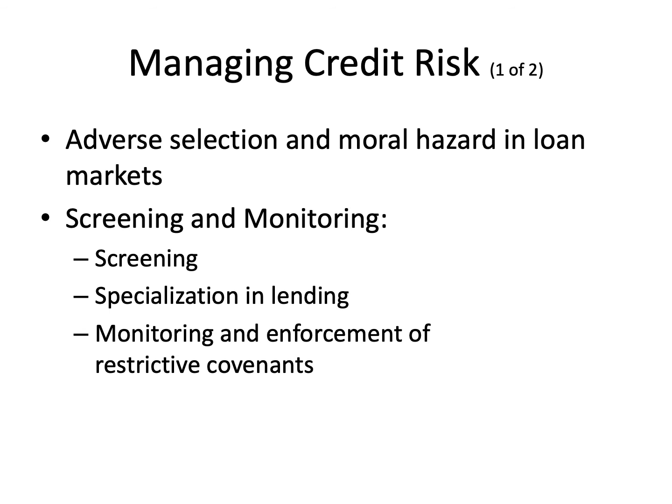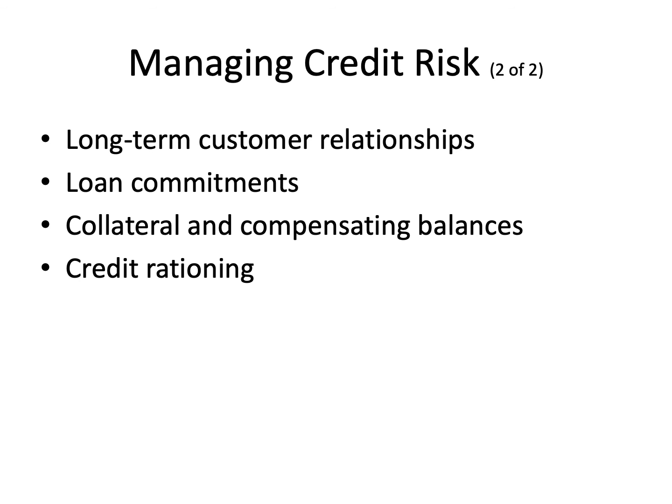Another area of a bank's management is managing credit risk. The problems of adverse selection and moral hazard which exist in loan markets mean that banks have to be involved in screening and monitoring: screening customers, specialising in particular forms of lending, and monitoring and enforcement of restrictive covenants. Managing credit risk is easier with longer term customer relations, loan commitments, collateral assets and compensating balances. And of course, this involves some degree of credit rationing.